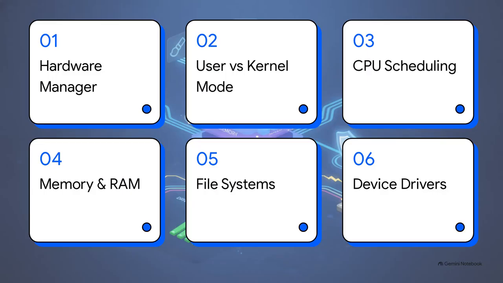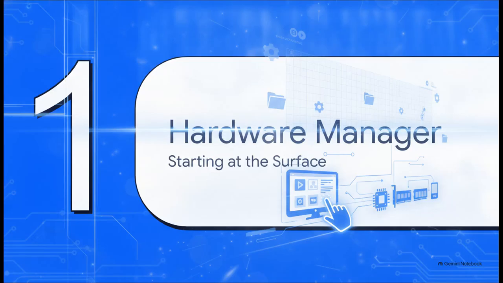Okay, let's dive into this. To make sense of it all, we're going to follow a clear 6-stage map down to the silicon. We'll cover the hardware manager, user versus kernel mode, CPU scheduling, memory and RAM, file systems, and finally, device drivers. Stage 1. The ultimate hardware manager.